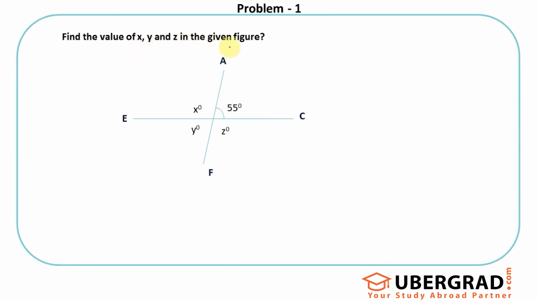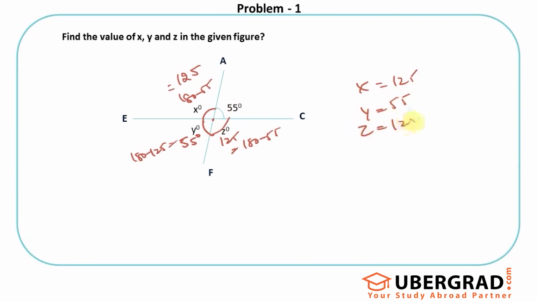Find the value of x, y, z in the figure. Right, super easy. This is 55, this has to be 180 minus 55 because EC is a straight line. So 180 minus 55 is 125. Once I know this is 125, this has to be again 180 minus 125 because AF is a straight line. Or if I also look at around this point, this is 55, this has to be 55 degrees. So 180 minus 125 is 55. Or around this point, the angle should be the same on the opposite sides. So this is 125, this also has to be 125, that is Z. Or AF is a straight line, 180 minus 55 is 125. So X is 125, Y is 55 and Z is 125. That's how you can solve them.